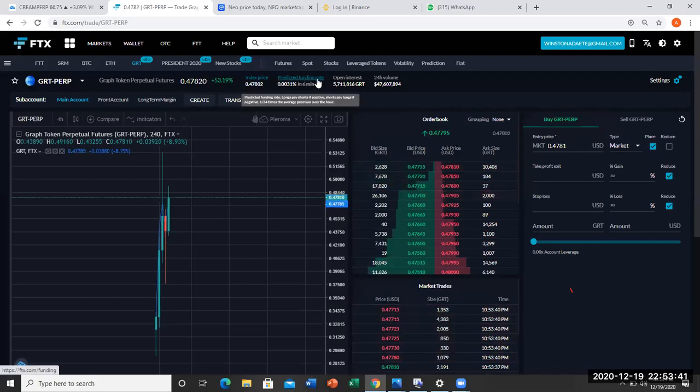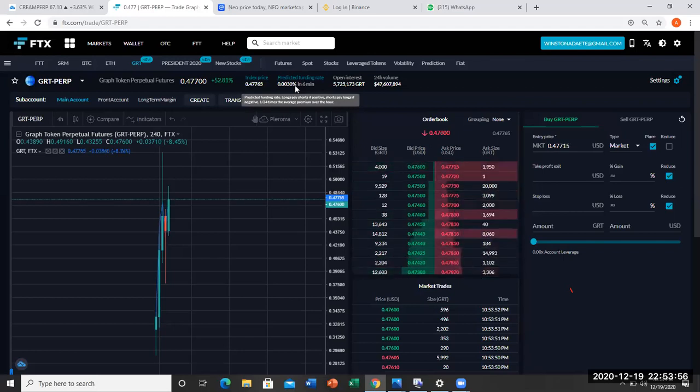Look at predicted funding rate in 6 minutes. Look at how small it is: 0.003. But if you were to check this funding rate for other exchanges, my God, you can go and check it.